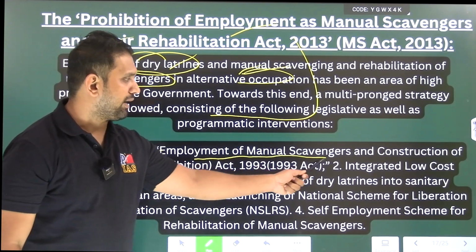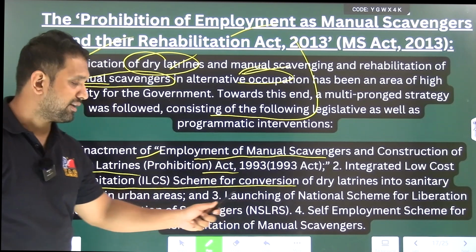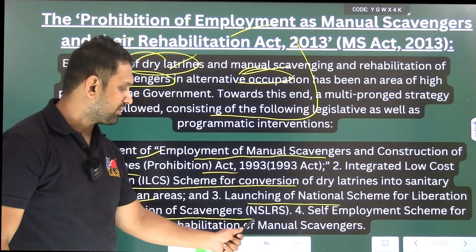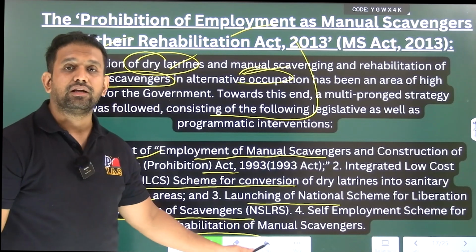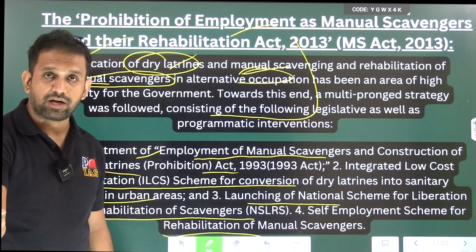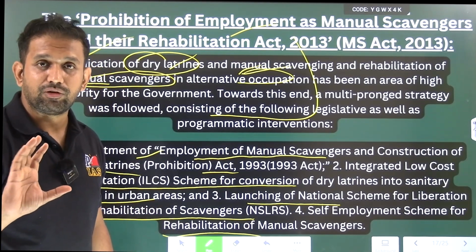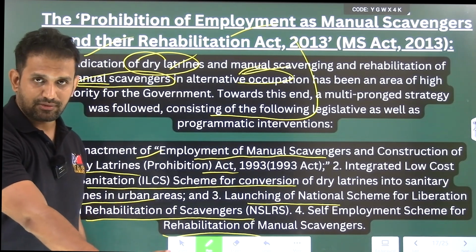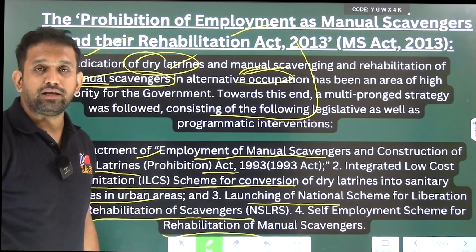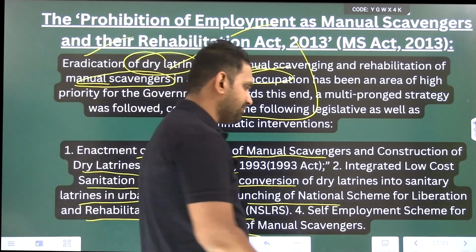The Employment of Manual Scavengers and Construction of Dry Latrines Act. An integrated low-cost sanitation scheme for the conversion of dry latrines into sanitary latrines in urban areas. Launching of a national scheme for the liberation and rehabilitation of scavengers. A self-employment scheme should be given to manual scavengers. Those who don't have any income source will be given some amount to put up a pani puri stall or a pawn shop. They can become street vendors with a small loan. Please stop manual scavenging. So you can see that under this act, four important components are given in order to remove manual scavenging, rehabilitate, and give employment opportunities to manual scavengers.